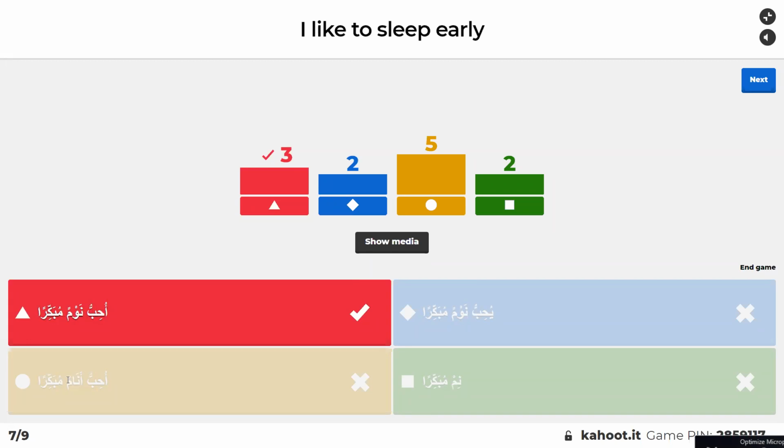That's something we've seen in the future and past exercise questions. If I say uhibbu anama, anama would become to sleep. Uhibbu anama mubakkiran, I like to sleep early, would still be okay. Here, if you use the masdar, which will have the same meaning, uhibbu nauman mubakkiran, nauman acts as a noun. It means to sleep or sleeping. I like sleeping early or I like to sleep early. It will be uhibbu nauman mubakkiran.